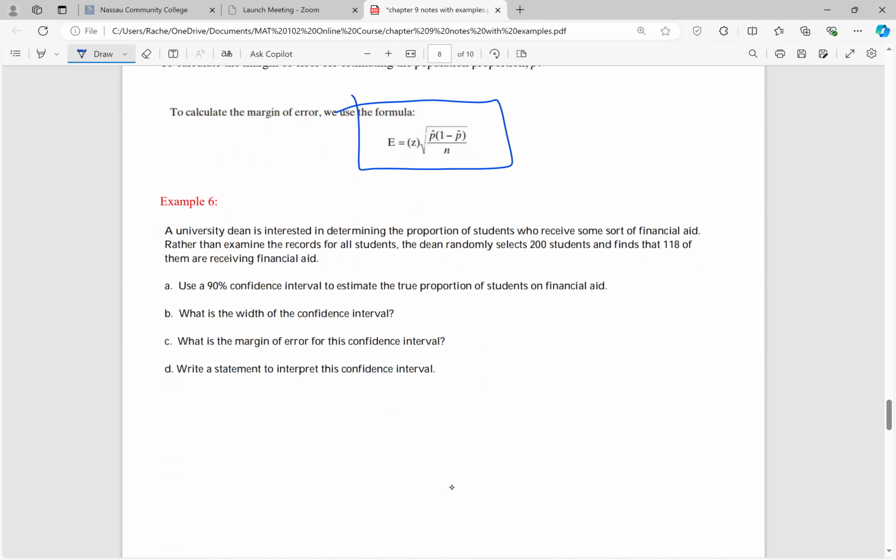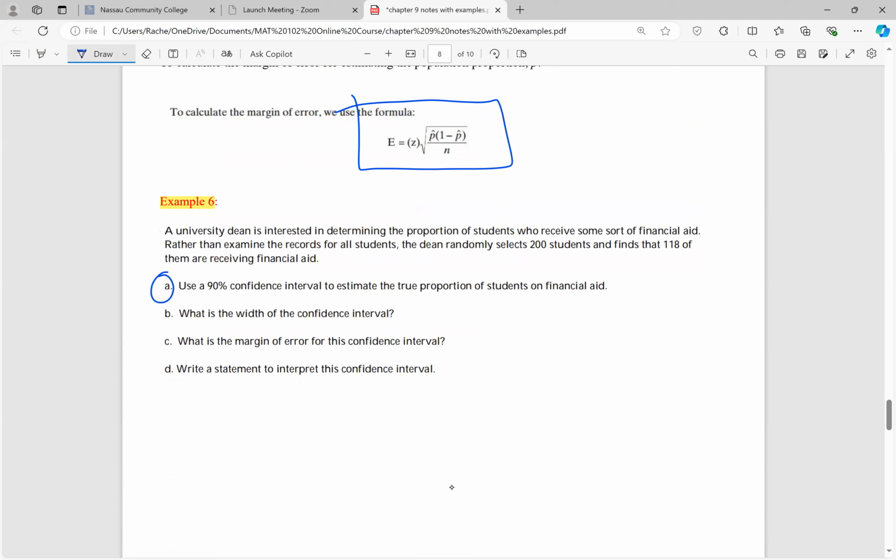So let's do an example. Example 6 says, a university dean is interested in determining the proportion of students who receive some sort of financial aid. Rather than examine the records for all students, the dean randomly selects 200 students and finds that 118 of them are receiving financial aid. Part A says, use a 90% confidence interval to estimate the true proportion of students on financial aid.